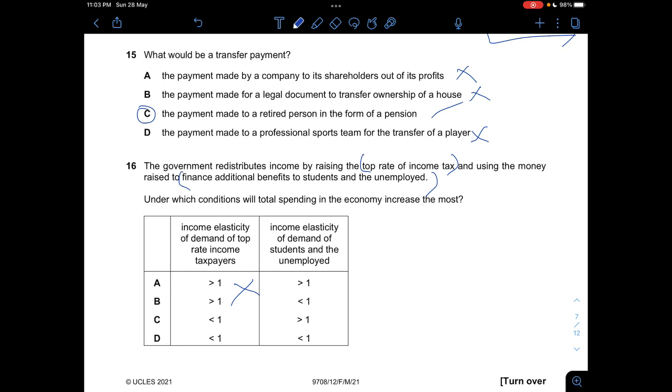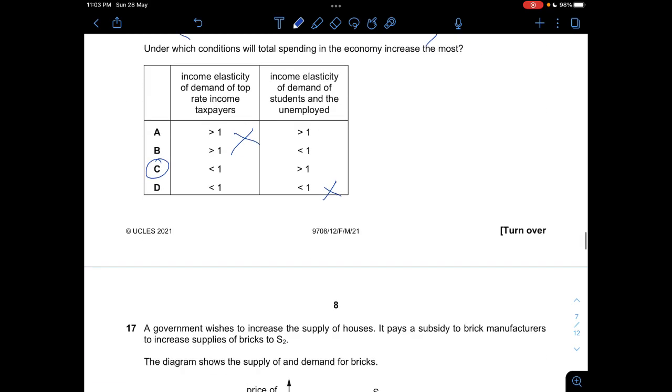So B, D, it says both are less than one, which is both correct. So answer has to be C. Income elasticity of demand of top rate income taxpayers is less than one, and for the students and unemployed, it would be more than one.